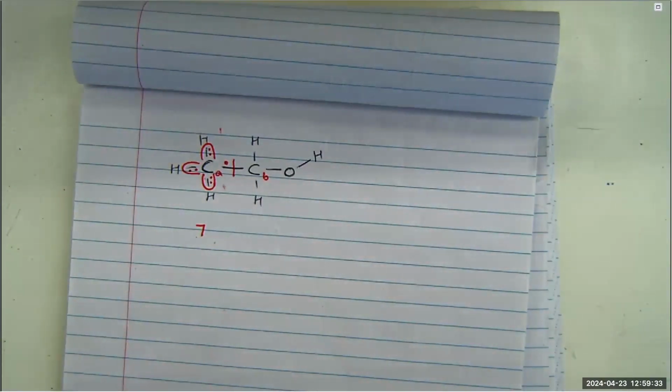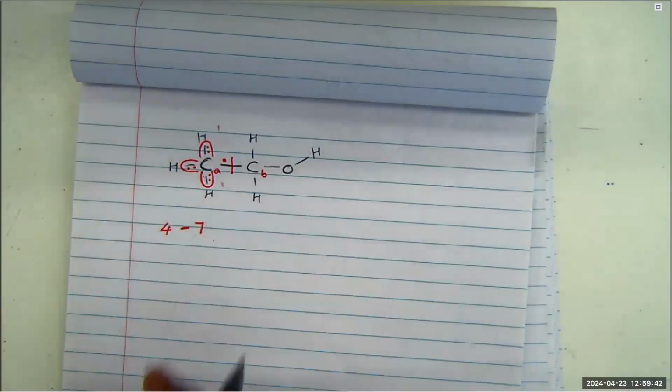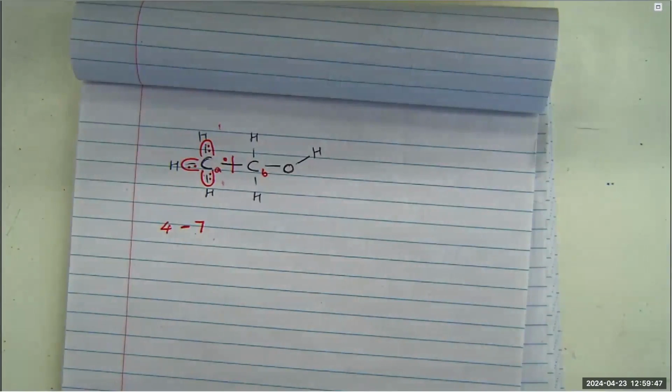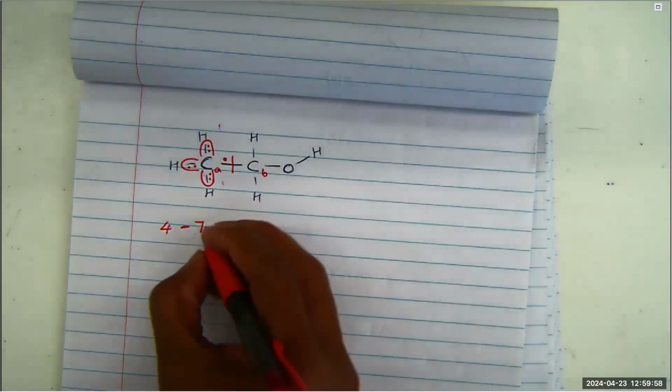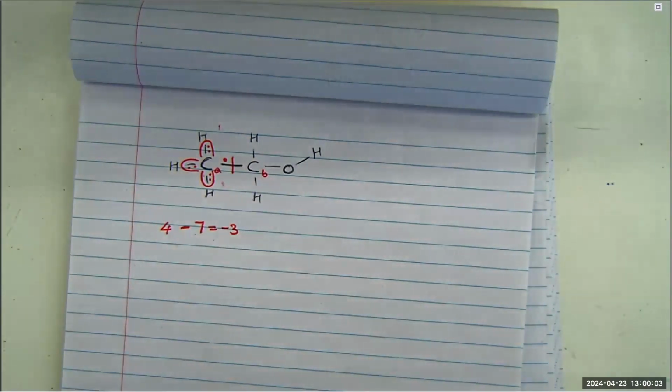atom. Originally, when it was neutral, it had how many electrons? 4, right? It only had 4 valence electrons. Originally, it had 4. Now I have 7. That means I have 3 more electrons than before. Meaning, my oxidation state is -3, because I have 3 more electrons than when I was neutral. Therefore, the oxidation state of this atom is -3. This is how we do that.